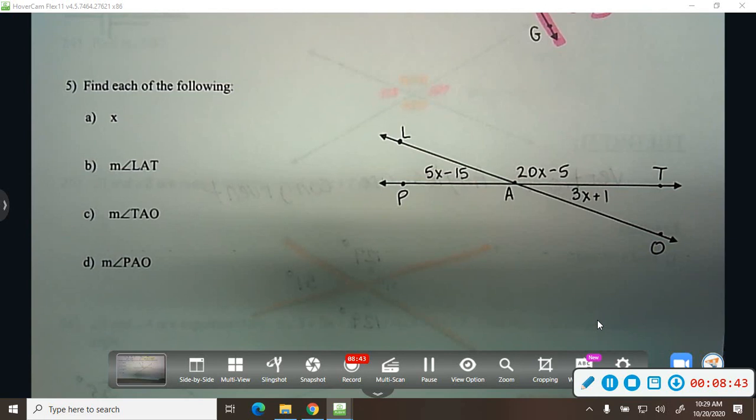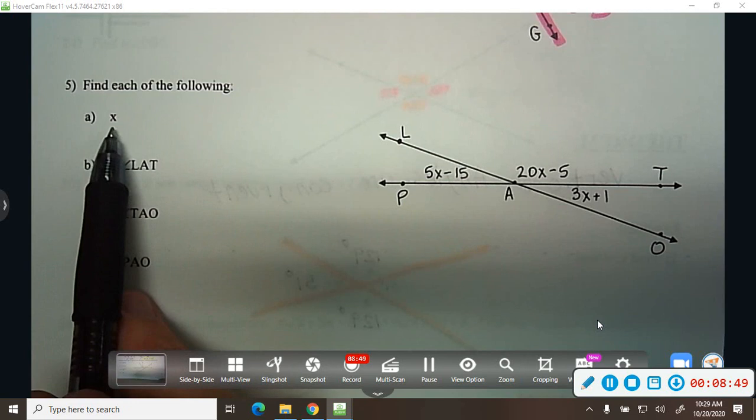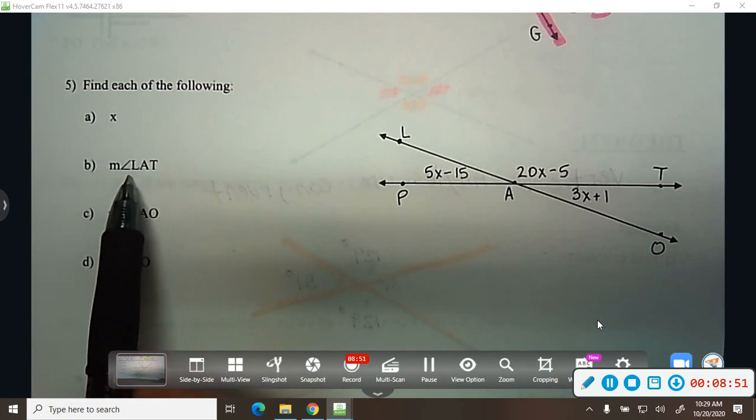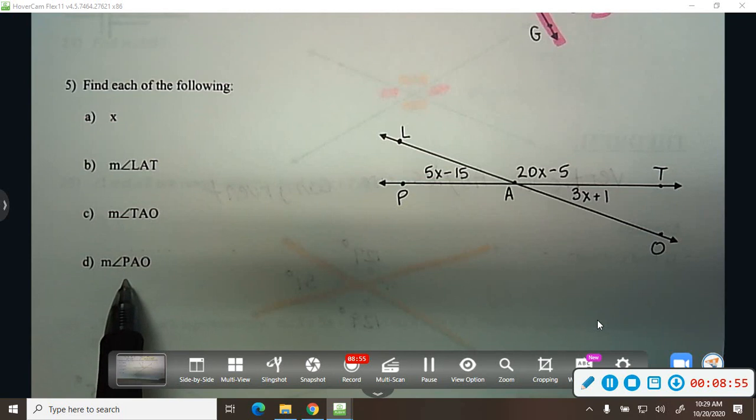Alright, so I want you to take a second. I want you to try 5. Notice they're asking for different information. They want you to find X, the measure of angle LAT, L-A-T, T-A-O, and P-A-O. So go ahead and try this.